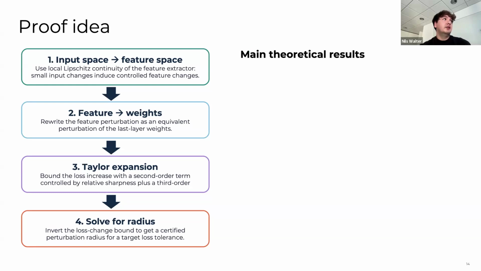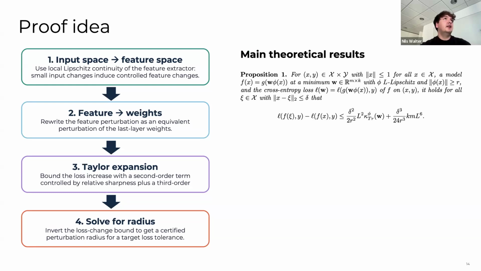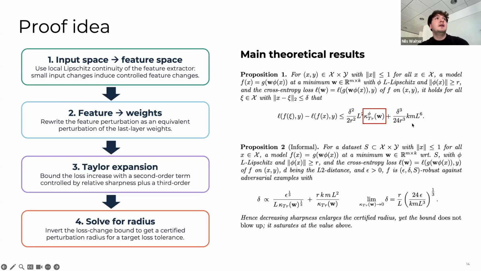Then we get two main theoretical results. Essentially, what we see here, via Taylor expansion, is this Proposition 1, meaning we can bound the loss increase under the perturbation depending on the curvature, or this relative flatness measure. And as you can see, if this goes to zero, the loss increase will also decrease, yet it's still dominated by a local Lipschitz constant. And then you solve for the perturbation. And here again, you see that as expected, the curvature is in the denominator, meaning if we get this to zero, the certified radius is going to increase.